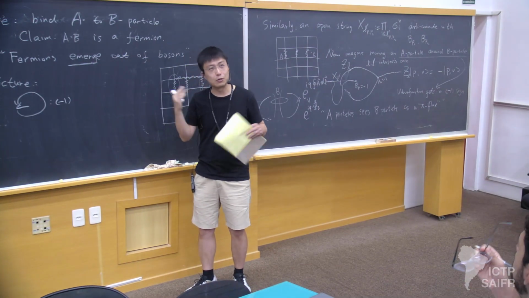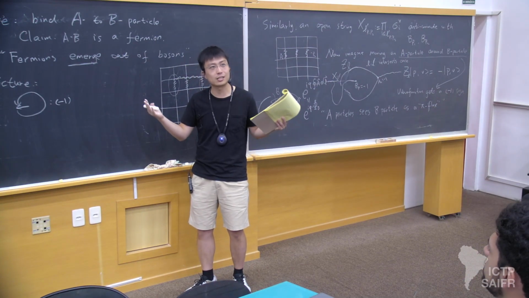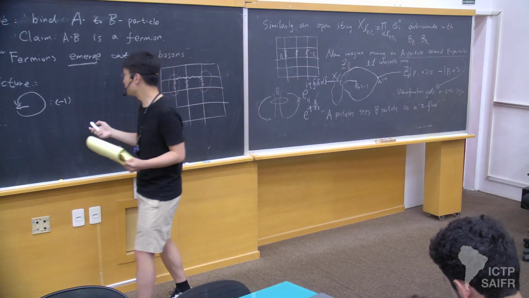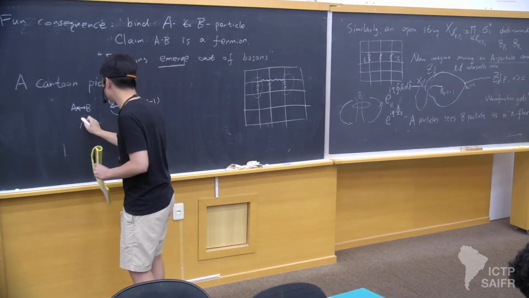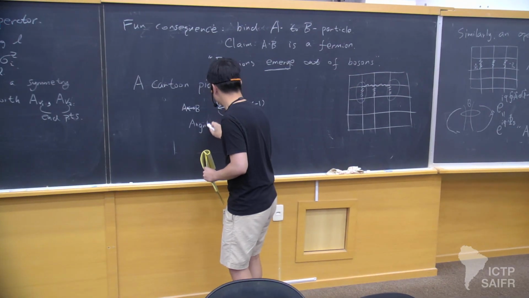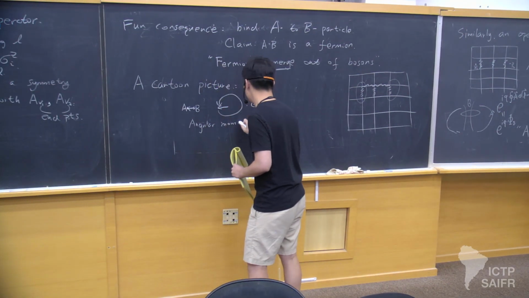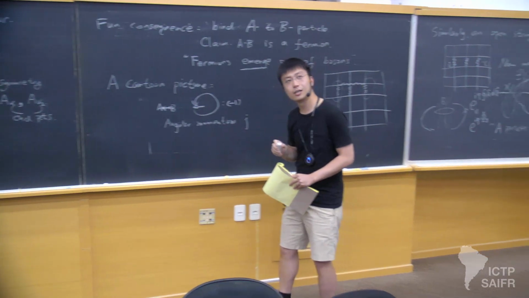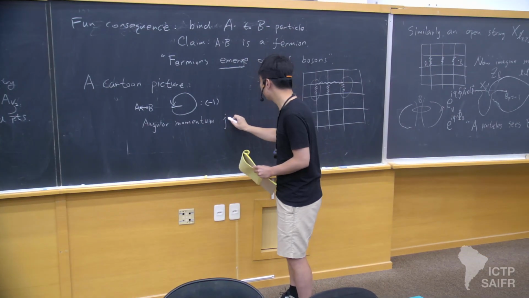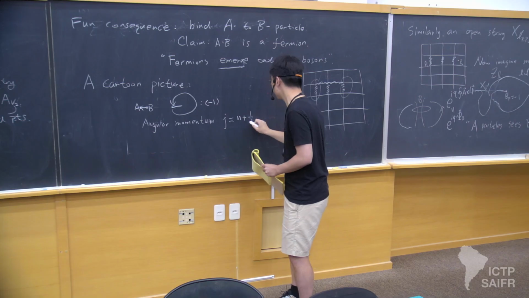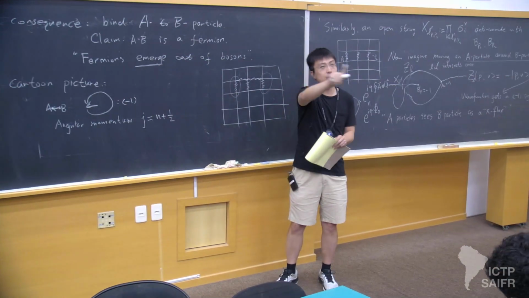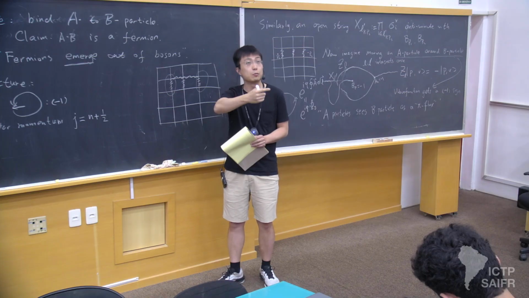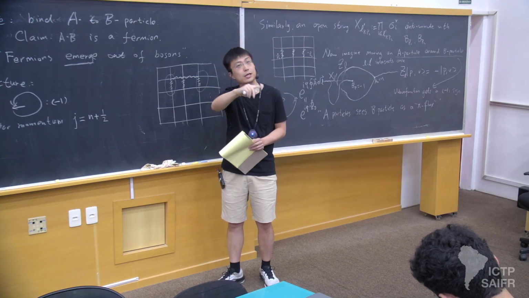Now, recall your undergrad quantum mechanics class, when you learned about angular momentum. What does that mean? It means that the angular momentum, let me call it J, is a half integer. It's not an integer. It's n plus 1/2. Because if it's an integer, then under 2 pi rotation, you're not supposed to get any phase. It's only when it's half integer that under 2 pi rotation, you get a -1.